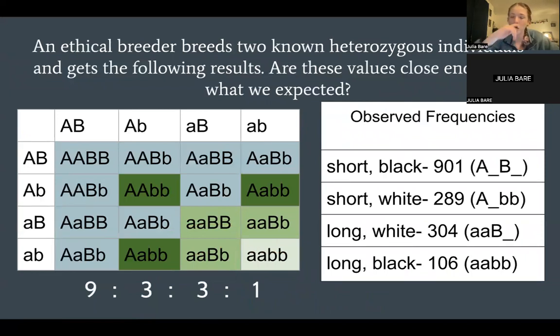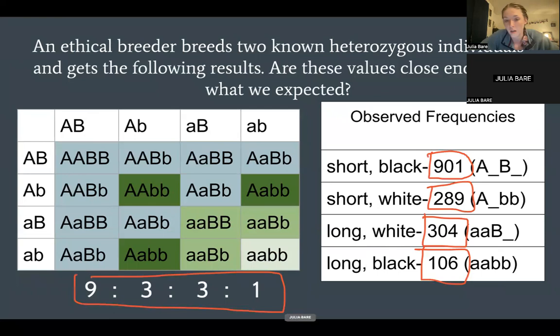Here's our actual results. So an ethical breeder breeds 2 known heterozygous individuals and gets the following results. Now, here's where the chi-squared test comes in. We have a question because these numbers, if we were to eyeball these numbers, right, they look pretty dang close to our 9:3:3:1 ratio. But how do we know that they're close enough? Because 289 is significantly lower than 300. So how do we know for sure that we are within the expected phenotypic ratios?